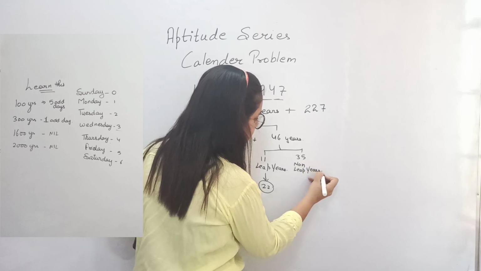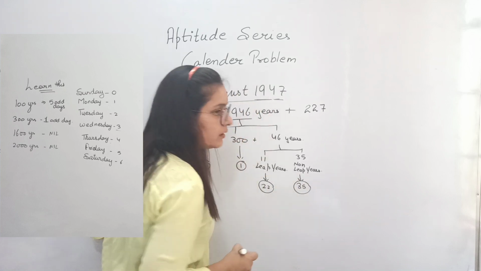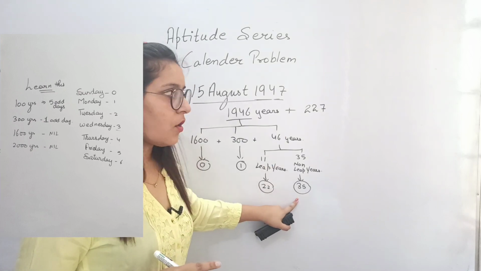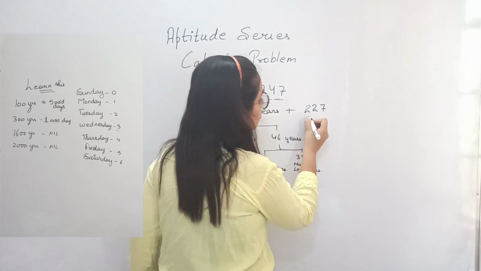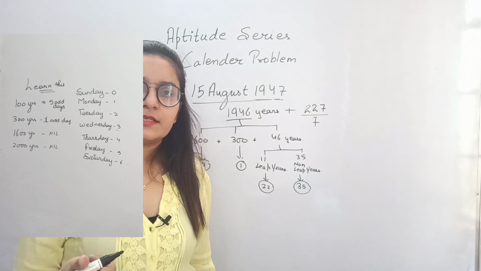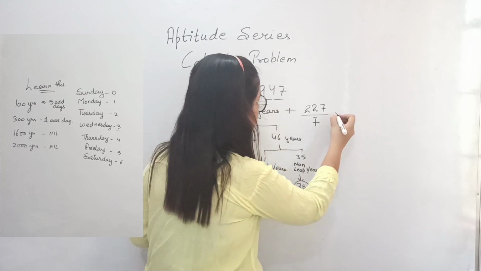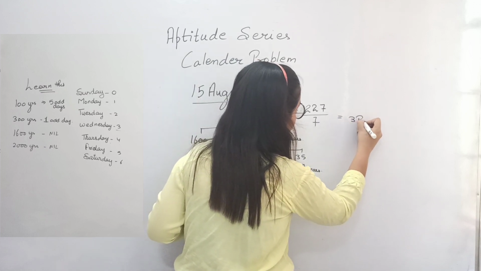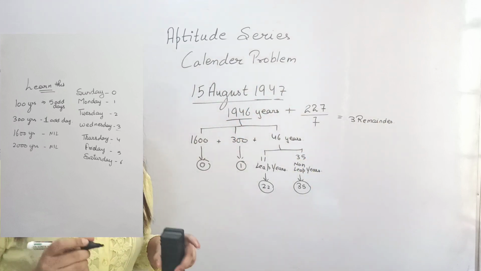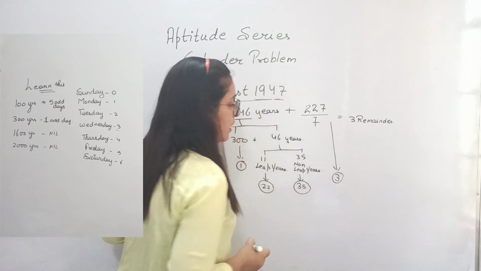In 35 non-leap years, each has 1 odd day, because in 1 non-leap year only 1 odd day is there. So in 35 years, 35 odd days are there. Now I will divide this 227 days by 7 to get odd days. I will divide this 227 by 7, then I get 3 as a remainder. So 3 is odd days.